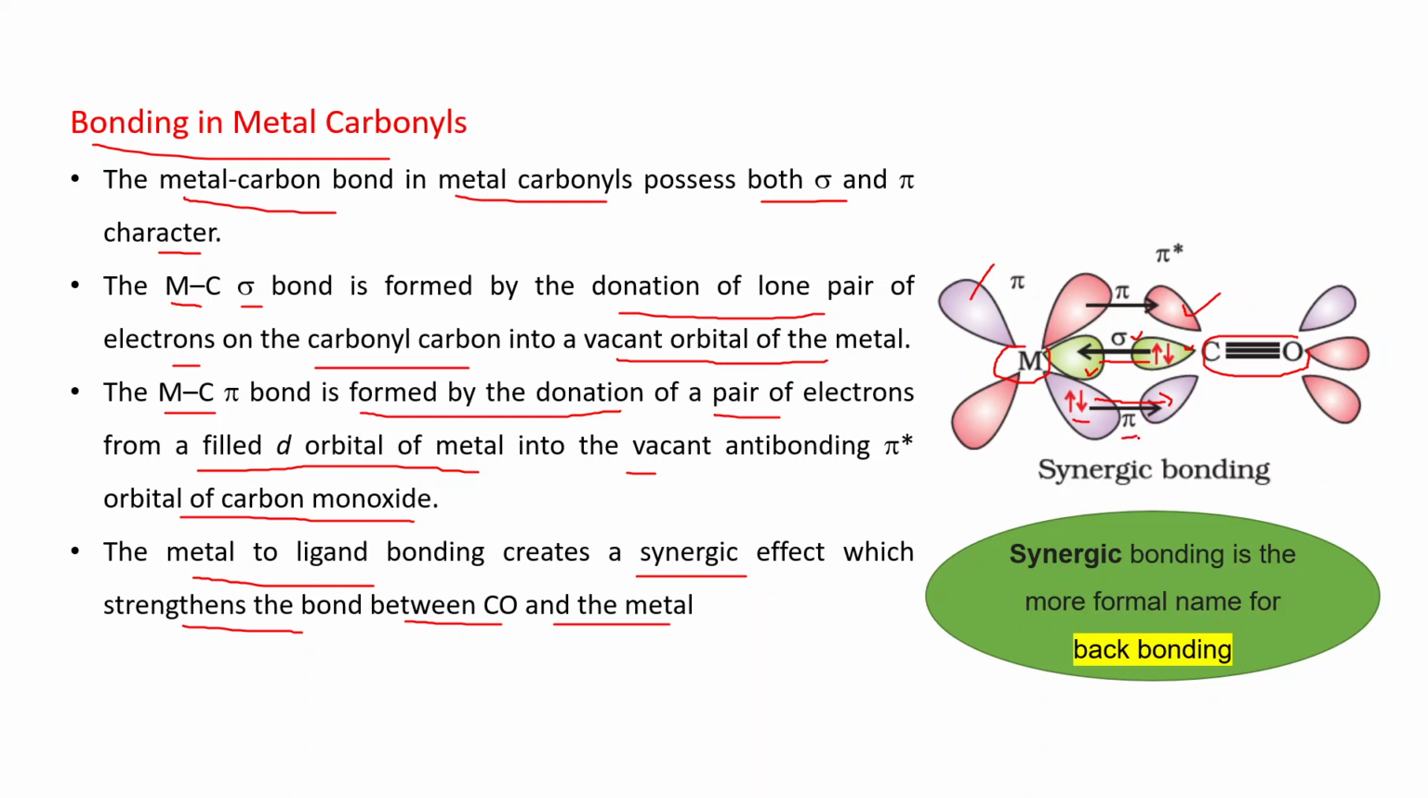Pi bond is formed by sidewise overlapping. Okay, that's why this is a pi bond. And in this way, synergic bonding is taking place. Synergic bonding is the more formal name for back bonding. Actually, the carbonyl group forms a sigma bond with the metal atom by donating its pair of electrons to the empty orbital of the metal atom. But at the same time, the metal atom has a pair of electrons which is back donated to the vacant anti-bonding pi orbital of carbon monoxide. This is called back donation or back bonding, and this is also known as the synergic effect, which strengthens the bond between CO and the metal.